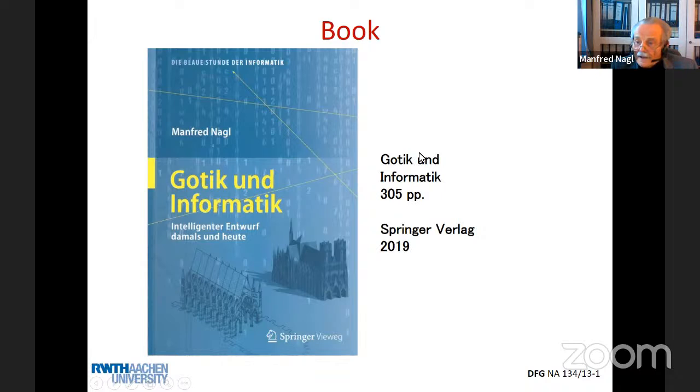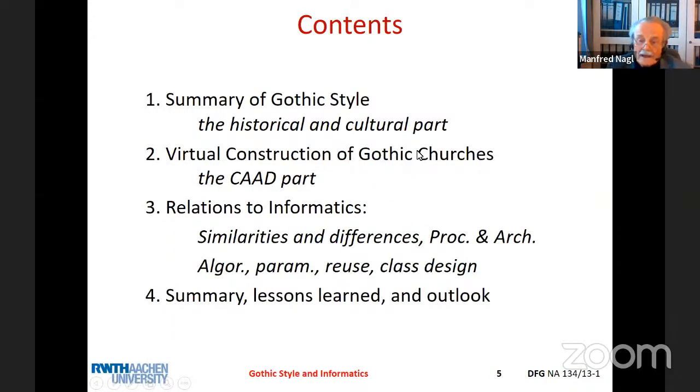The outline of my talk is the following. First, I have a section on Gothic style. We will not be experts in Gothic styles afterwards. Then we have the CAAD part, computer-aided architectural design, on the construction of Gothic churches within a computer. And then we have the main part of today, relations to informatics, especially addressing similarities and differences, processes, architectures, algorithmic design, parametric design, reuse design, and class design, or the design of classes.